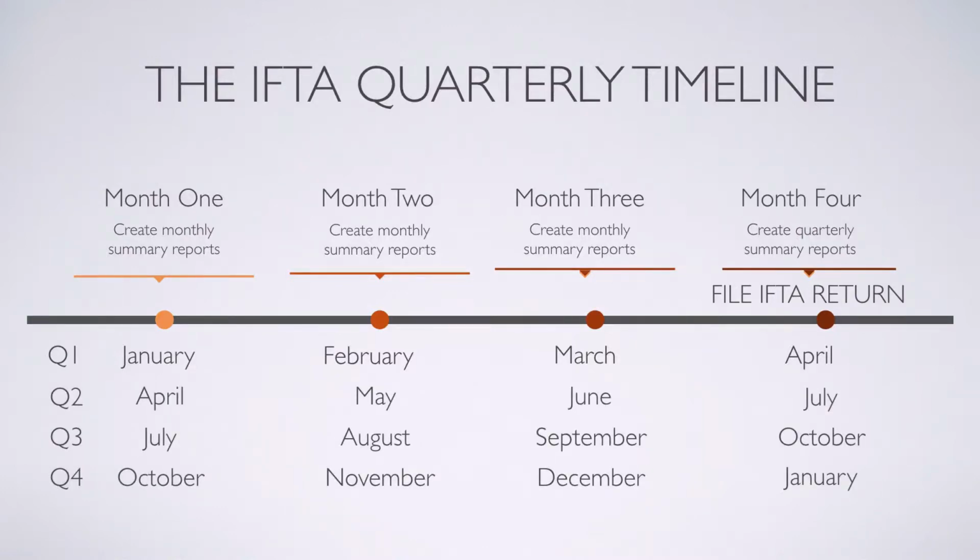And it works that way throughout the whole year. Quarter 2, quarter 3, quarter 4. And quarter 4 is filed in January of the next year, the year following the end of the calendar year.